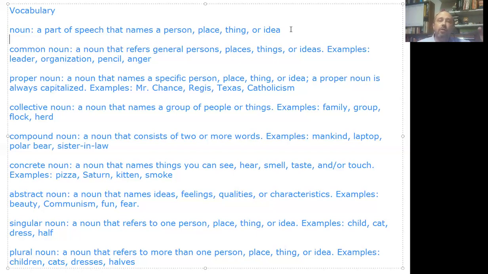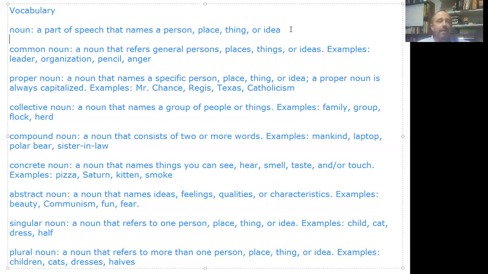Also, all nouns are either concrete or abstract. A concrete noun is something that is a person, place, or thing, not an idea. All ideas are by definition abstract. It's a person, place, or thing that I can see, hear, smell, taste, and or touch, depending on what we're talking about. Okay, and then an abstract noun is something that names an idea or a feeling or a characteristic. You can't really see them or touch them or anything like that.